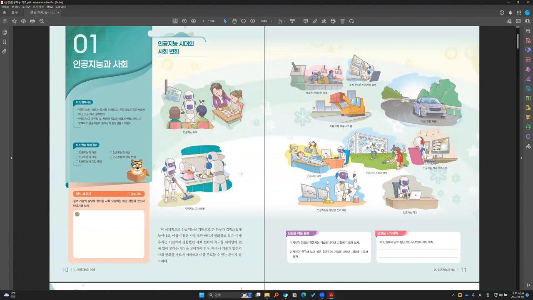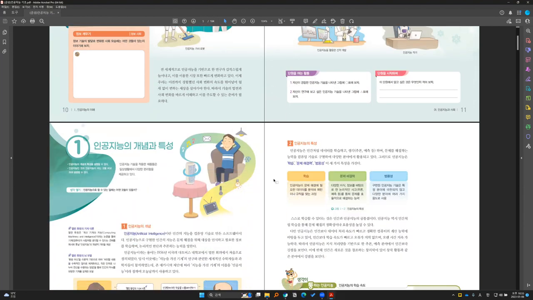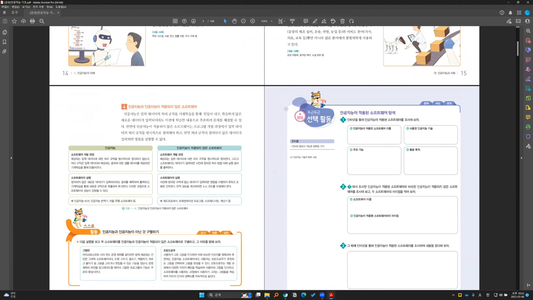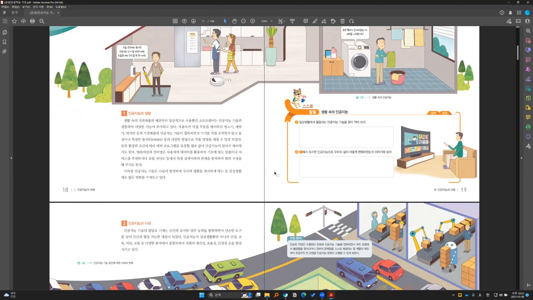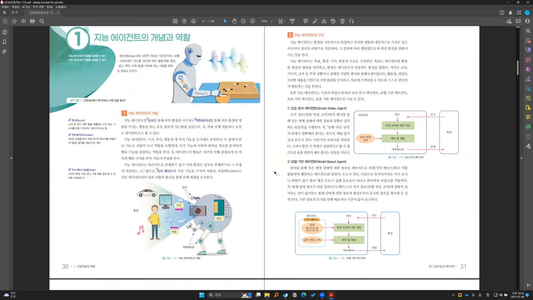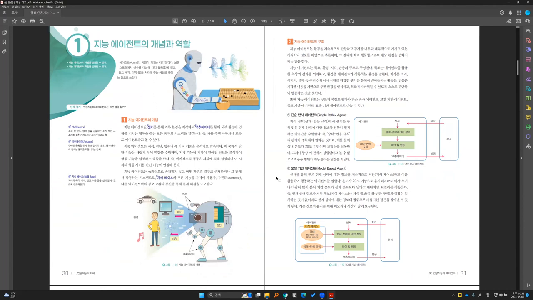First, in the AI education textbook, we introduce the impact of AI and what will be changed in our society by AI. And after that, we introduced the agent system, because every AI will be used through an agent system.